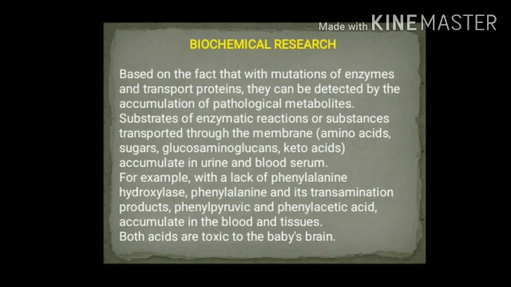For example, with a lack of phenylalanine hydroxylase, phenylalanine and its transamination products, phenylpyruvic and phenylacetic acid, accumulate in the blood and tissue. Both acids are toxic to the baby's brain.